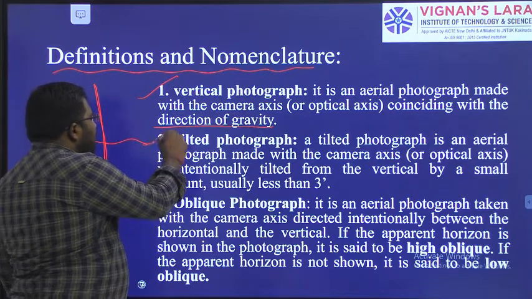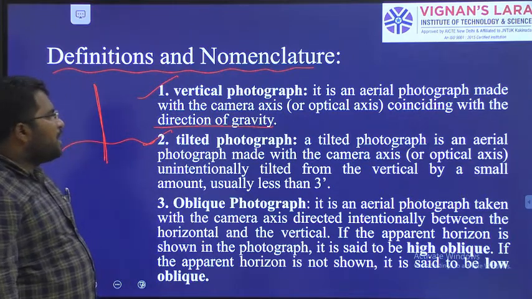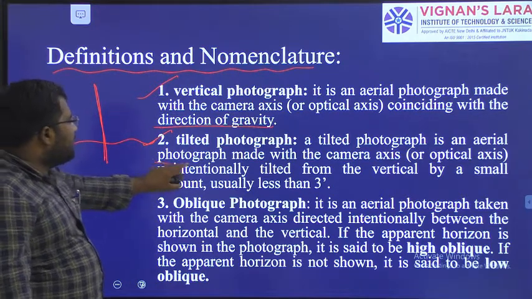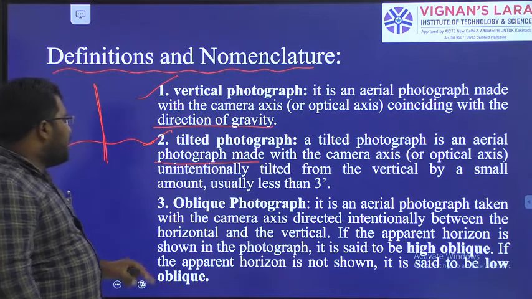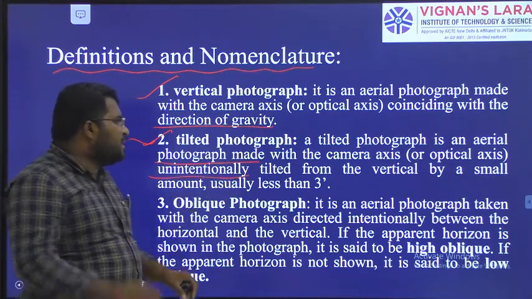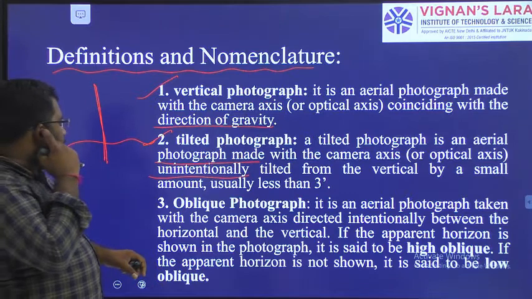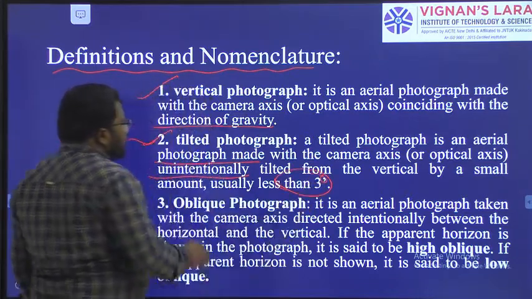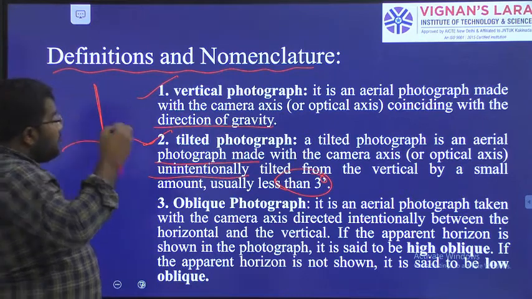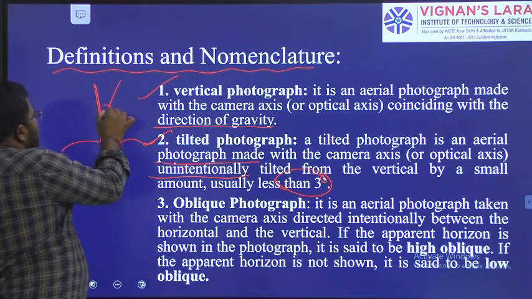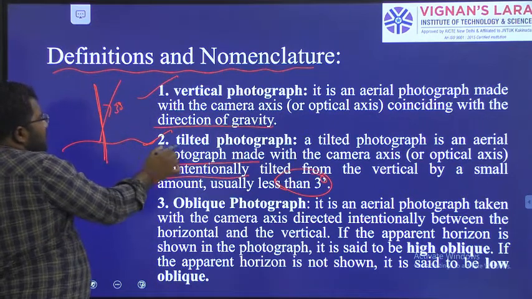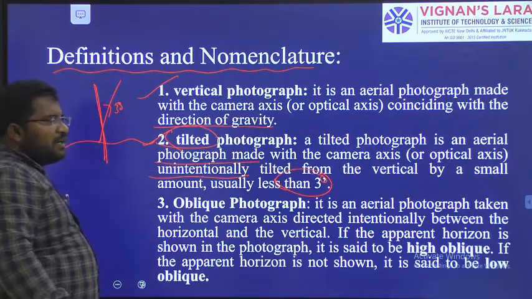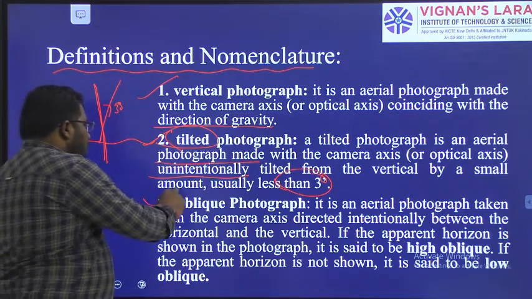Then coming to the second one, the tilted photograph. A tilted photograph is an aerial photograph made with the camera axis unintentionally tilted from the vertical by a small amount, usually less than 3 degrees. So if the camera is tilted somewhat, by not more than 3 degrees, that is called a tilted photograph. Then coming to the third one, the oblique photograph.